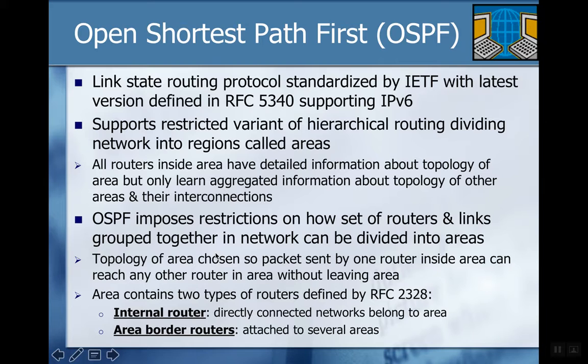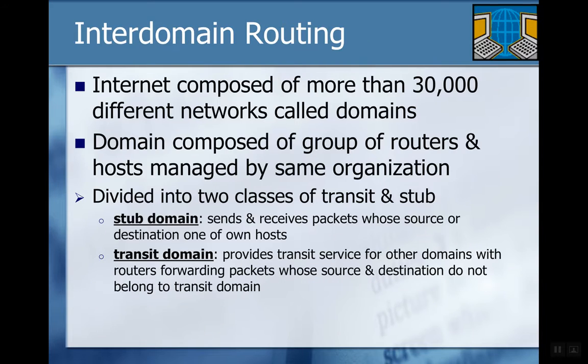OSPF has a whole bunch of restrictions on how you can group networks together and how things fit together. Within this, an area has two types of routers: internal routers and area border routers. An internal router has directly connected networks that belong to the area, and area border routers are attached to several areas.